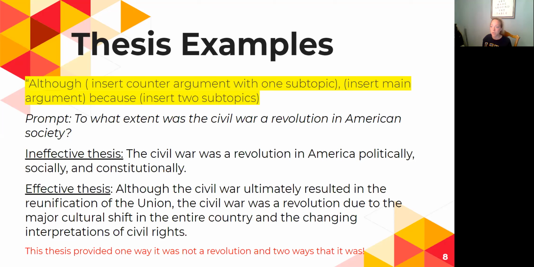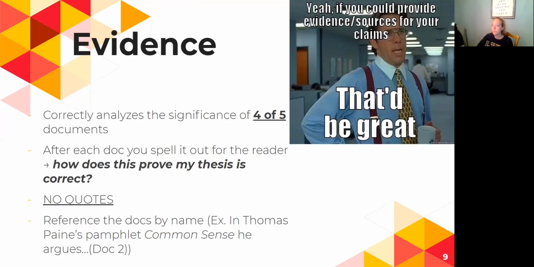So, clear, specific subtopics. I took a stance on it was more of a revolution, more things changed, but I did recognize one way that things stayed the same.